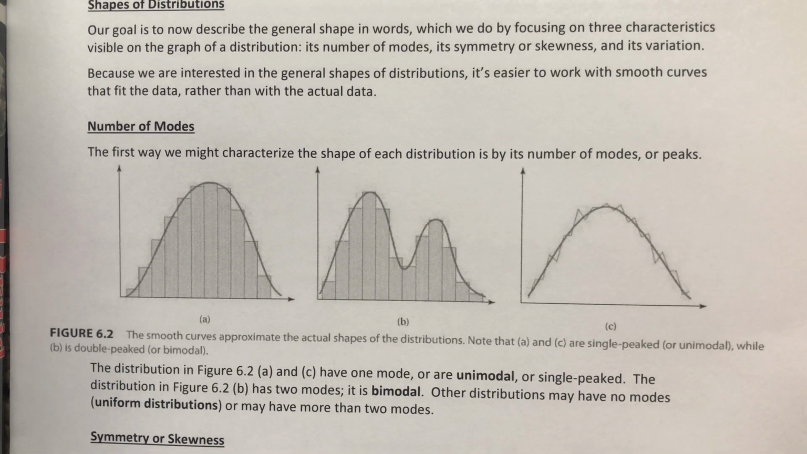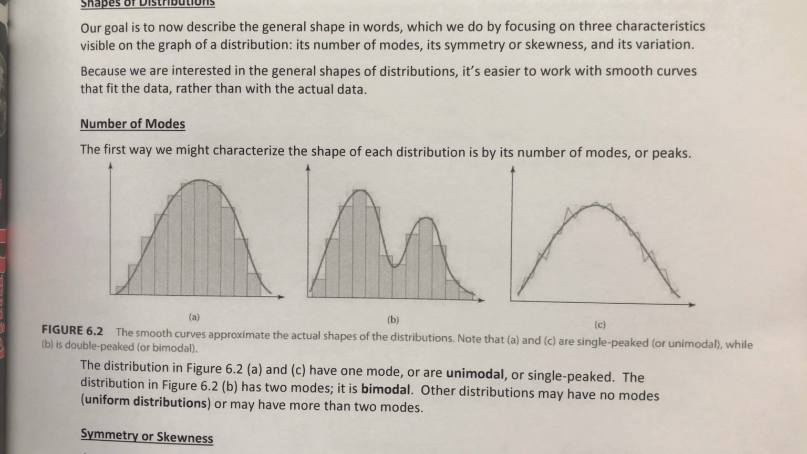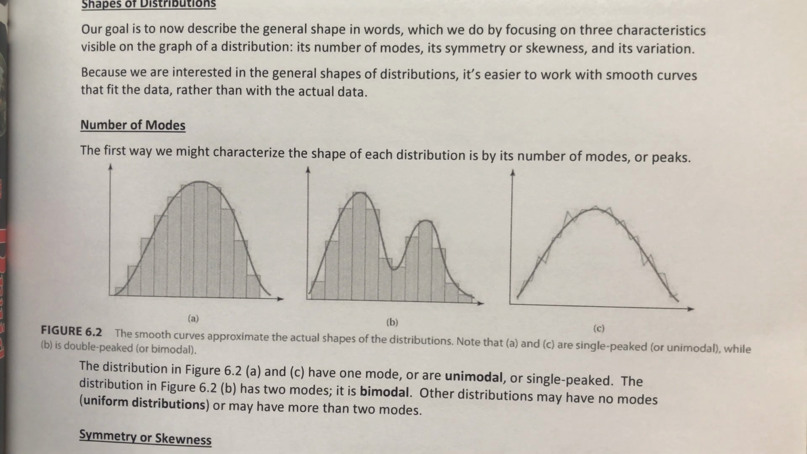All right, so after the mean, the median, and the mode, we can also describe the distribution. So when we are describing our distribution, we want 3 things. We want to know the number of modes, is it symmetric or skewed, and the variation.